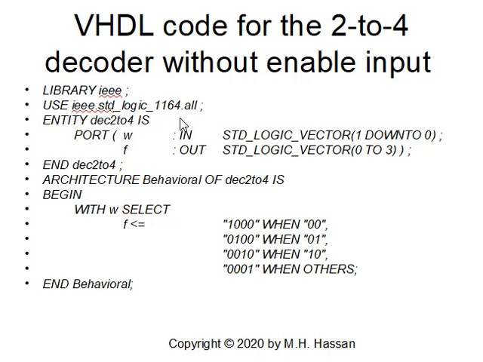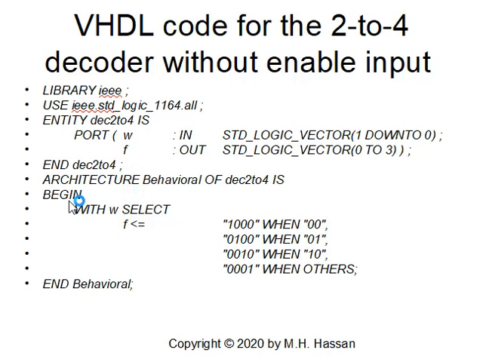IEEE.std_logic_1164.all. Entity DEC2to4, which stands for decoder 2 to 4, is where we define the input W as a standard logic vector 1 down to 0, and we use F as the output, a standard logic vector 0 to 3. This generates the minterms M0, M1, M2, and M3. Then we end the entity, with a semicolon.